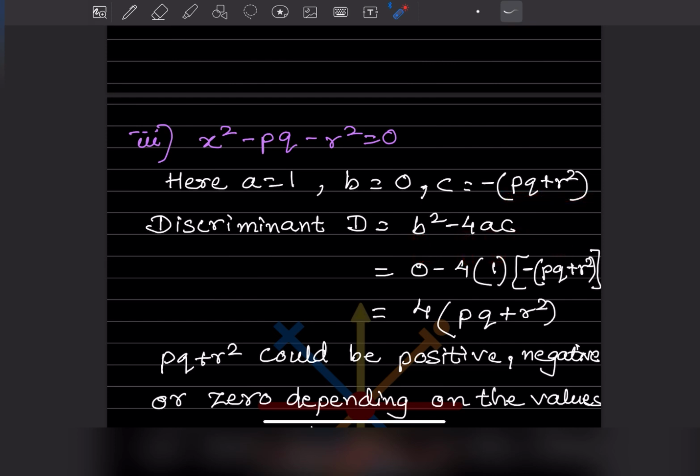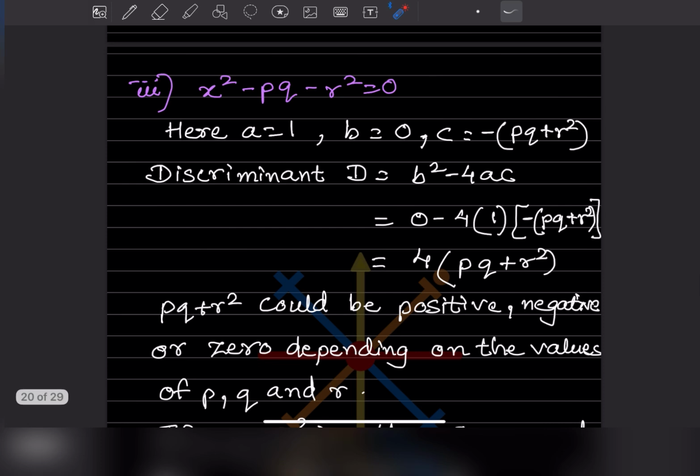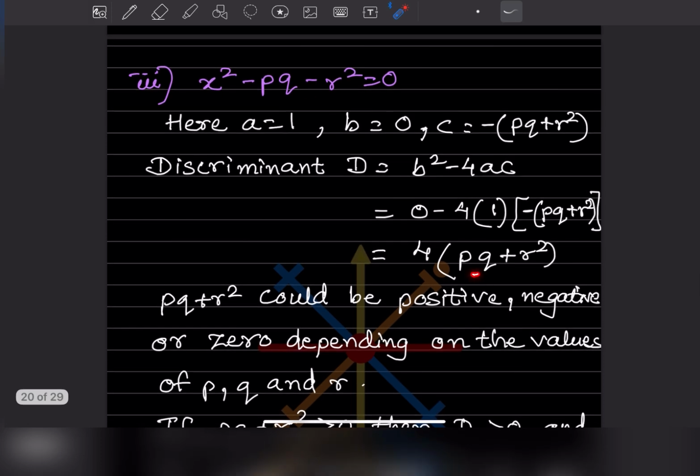Now what will be here? Because this also is multiplication, minus minus becomes plus. So that is going to be 4. We can write as it is. And this P square plus Q R square, that is PQ plus R square, we'll write here.